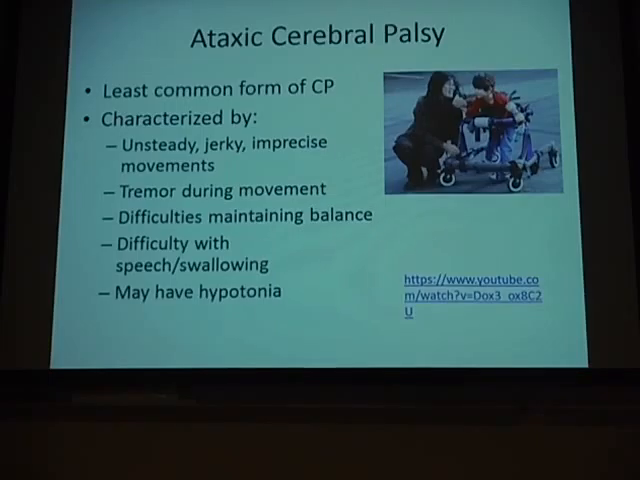So again, think about the cerebellar projections to the motor cortex. Motor cortex doesn't just project to the neck down. Corticobulbar tracts are going to project to muscles of the face, muscles used for mastication, for chewing and swallowing, so that can be disrupted as well. And they may also have hypotonia.